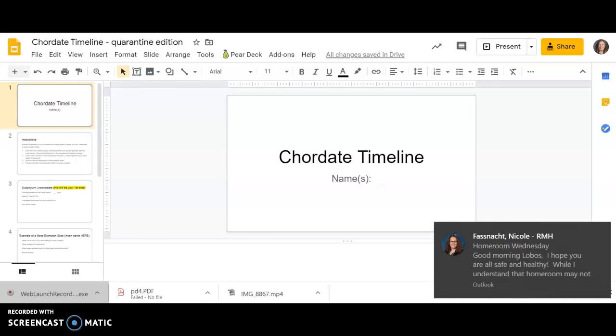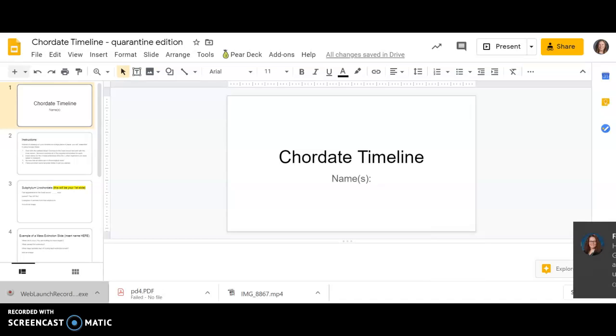I wanted to touch base with you about how we're going to do your Chordate timeline moving forward, since we don't have those giant pieces of paper with us and we're going to be working more virtually with our partners. I wanted to show you what I put together to still get that taken care of. So we're going to do it in Google Slides.